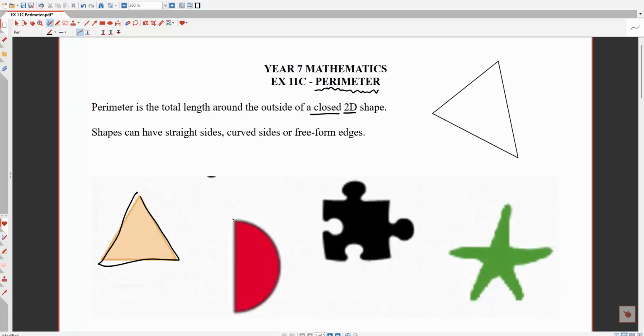This one here, this semicircle, I'd just go around the circle like so, and then back up here, and I'd add up the total distance I've just covered, and that would be its perimeter. This jigsaw piece here, I'd move my way around, etc. I'm not going to finish that one. And this star shape here, I would just move my way around. Again, what I'm doing is calculating the distance I would travel all the way around that shape. I'm just going to speed this up a little bit, and back to the start. So the distance around it would be its perimeter.